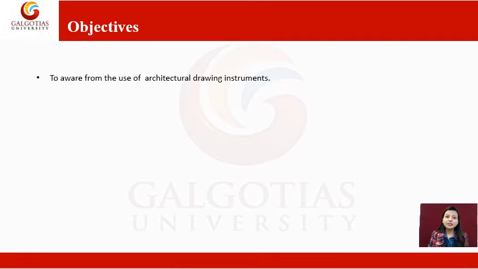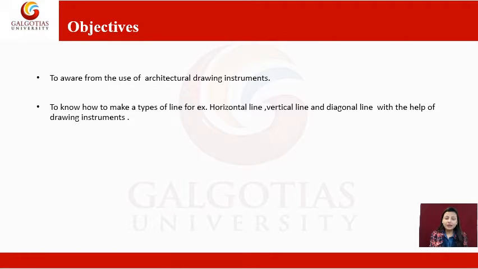So, the objectives of this lecture are to make you aware of the use of architectural drawing instruments, that is, what are the architectural drawing instruments: parallel bar, scale, triangular scale, set square, compass and all, and to know how to make a type of line. For example, horizontal line, vertical line, diagonal line with the help of drawing instruments like parallel bar, drawing board, set square, scale, compass and all, etc.